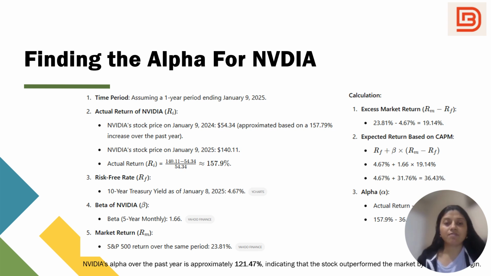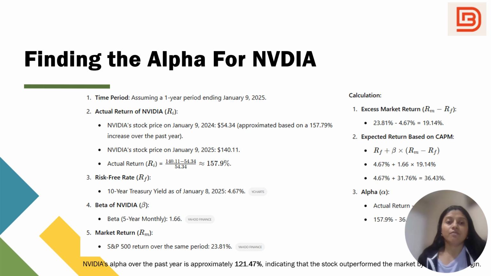Now you can get this value from YCharts website. You can also find the beta of NVIDIA. That information you can get from maybe Yahoo Finance or any other financial website that gives you information about stock. So the beta of NVIDIA is 1.66. The market return here is nothing but the return of S&P 500 for the same period, which is 23.81%. This value you can also get from Yahoo Finance.